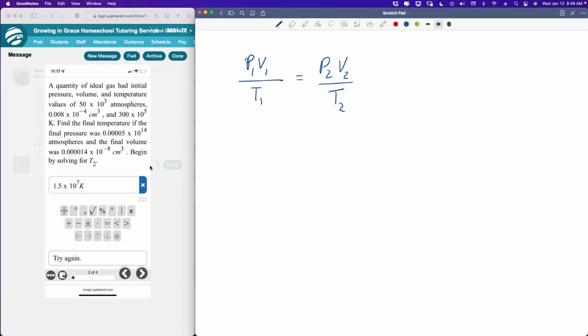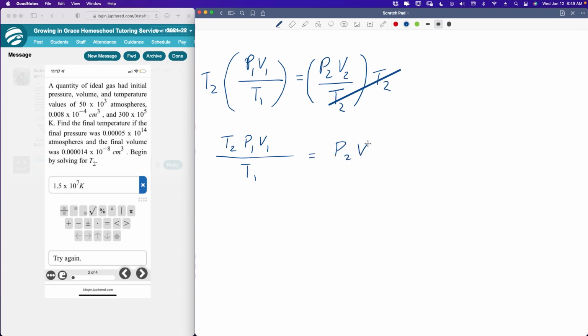So what we have to do to start with, knowing this, is solve for T2. That means we have to get it to where T2 equals something, right? Knowing how math works, we want to get rid of the denominator T2. We're going to do that by multiplying by T2 over here, and whatever we do to one side, we have to do to the other side. So this cancels, and we're left with T2 times P1 times V1 over T1, and this is P2 V2 over here, right?